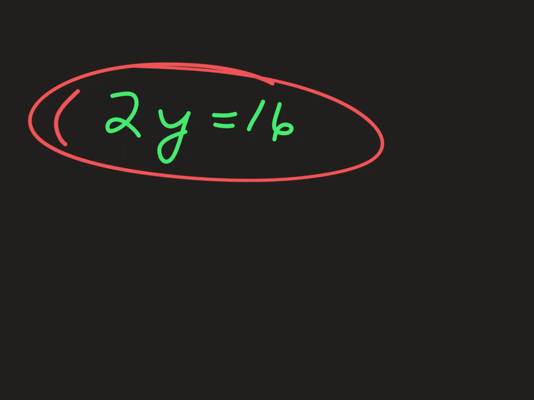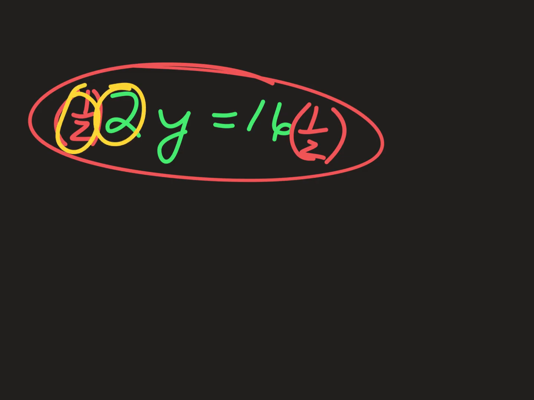Couldn't we multiply by something? What would we multiply by? Come on, what would we multiply by? 1/2. Good. Why would we do that? Because these two are called inverses.